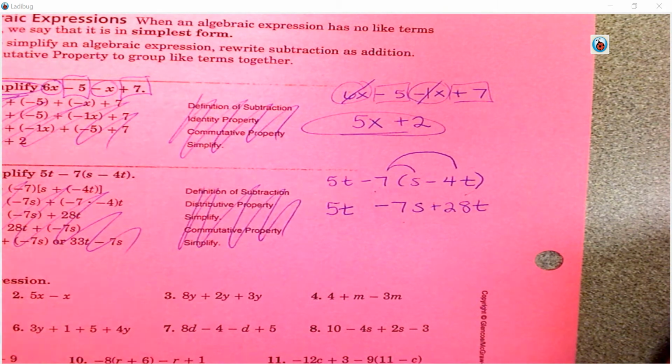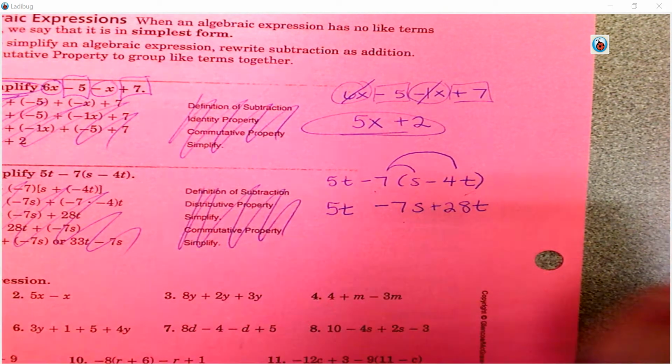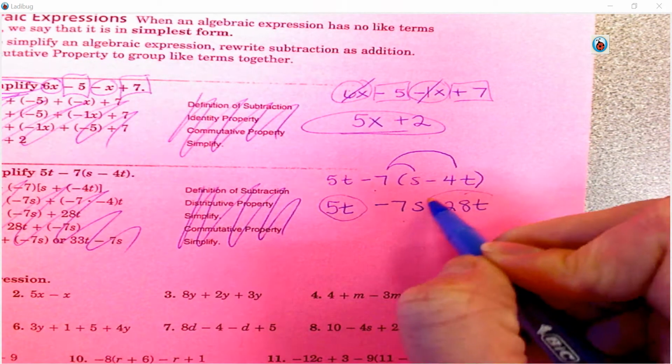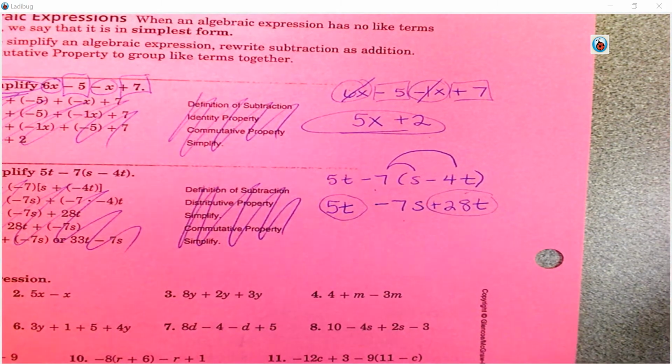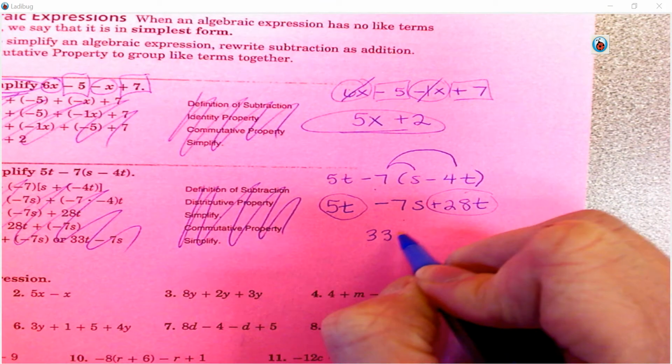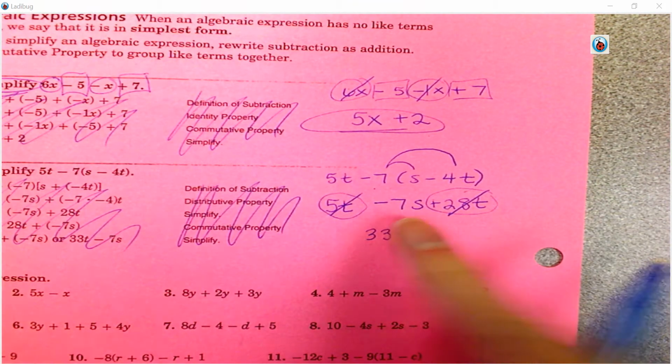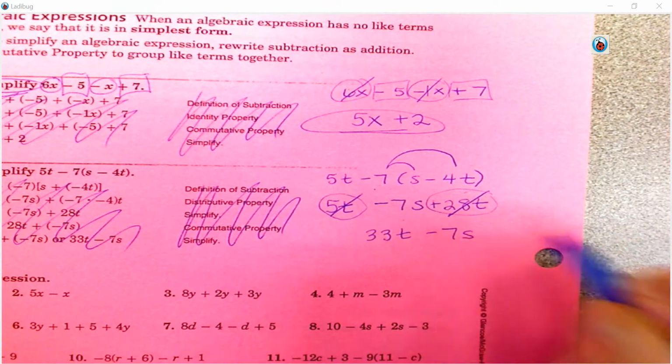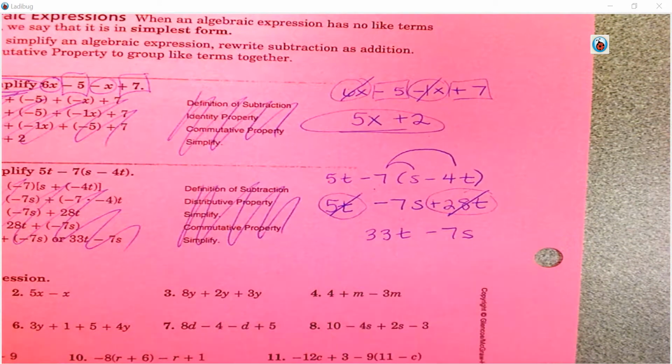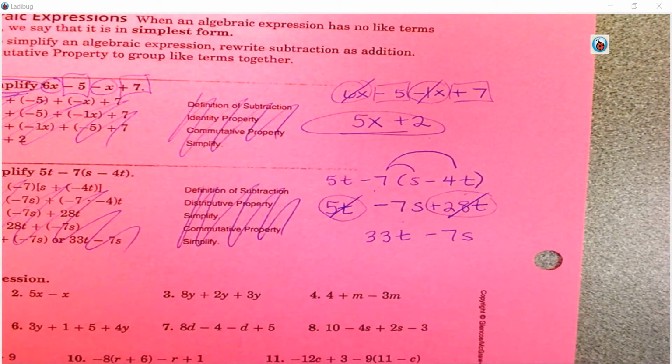And then I still need to simplify and combine any like terms. So I have a 5t and I have a positive 28t. Those will combine and give me 33t. And I can cross those off because I used both of those. And the only thing left is negative 7s. Those are not like terms because they're two different variables, so there's nothing else I can do there.